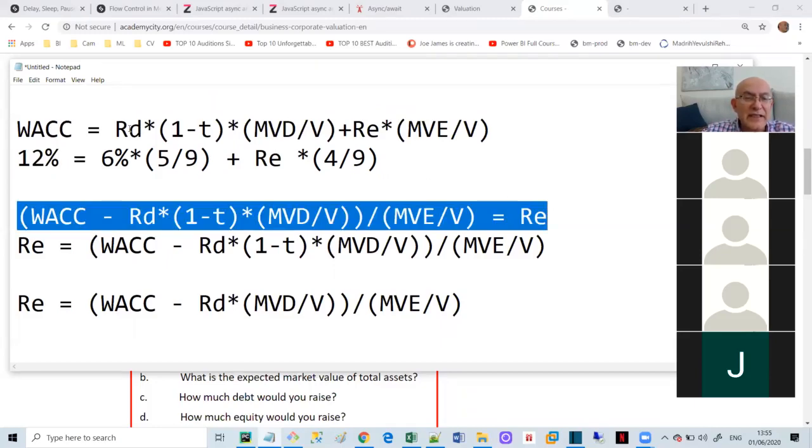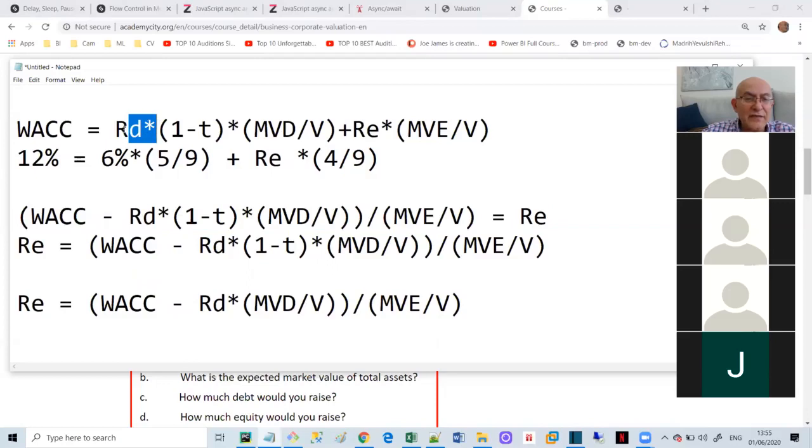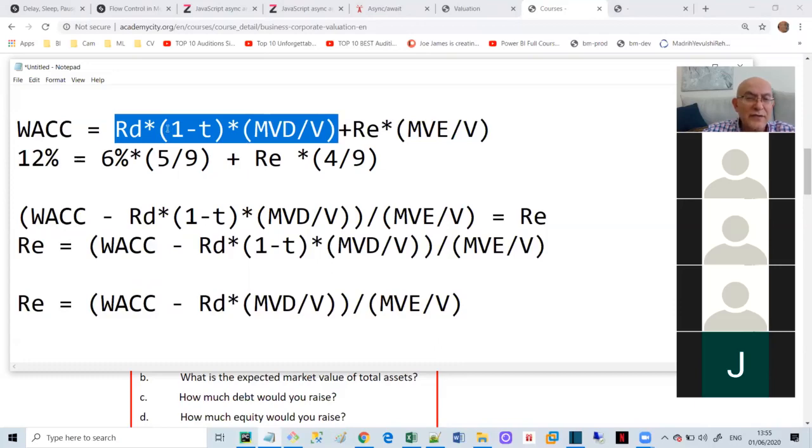The only thing I did is I took the whole left side, you see this, and I moved it to the right side, and this part of the right side I moved to the left side. So I have WACC minus the whole thing here.